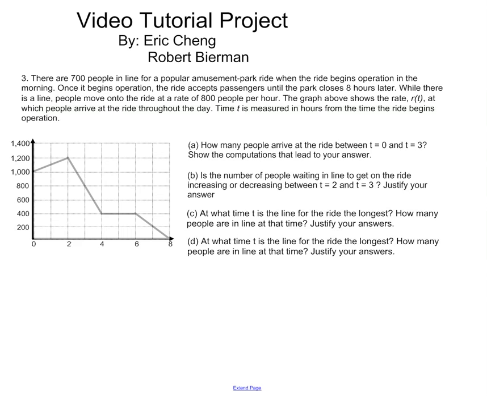C. At what time t is the line for the ride the longest? How many people are in line at that time? Justify your answers. And finally, D. At what time t is the line for the ride the longest? How many people are in line at that time? Justify your answers. As you can see, to the left, we have the graph of R(t).